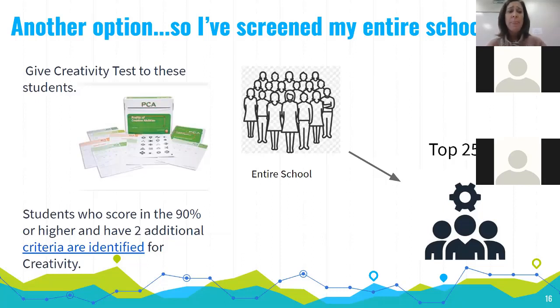Okay? And so, of course, if you go down this avenue of buying the creativity test, you would get percentage scores, just like any test. And we would encourage you to nominate students who scored in the 90th percentile on the creativity test, and of course have 2 additional criteria options. The screener would count as an initial one. The PCA would count as a second piece of evidence, and then you could go down to any one of our other items: jot down, checklist, anecdotal notes, hope scale, things like that. And then you would have your 3 pieces of evidence.